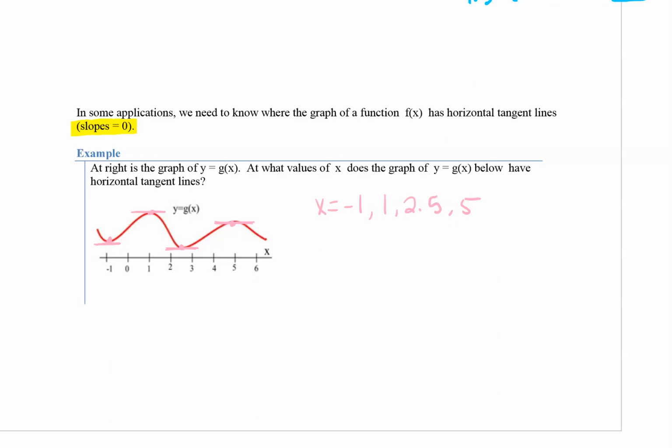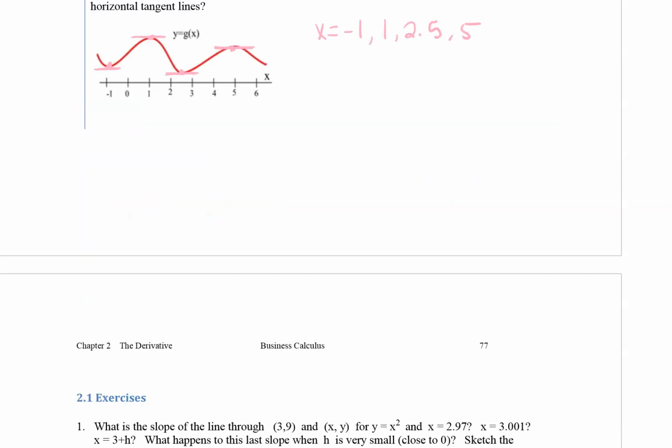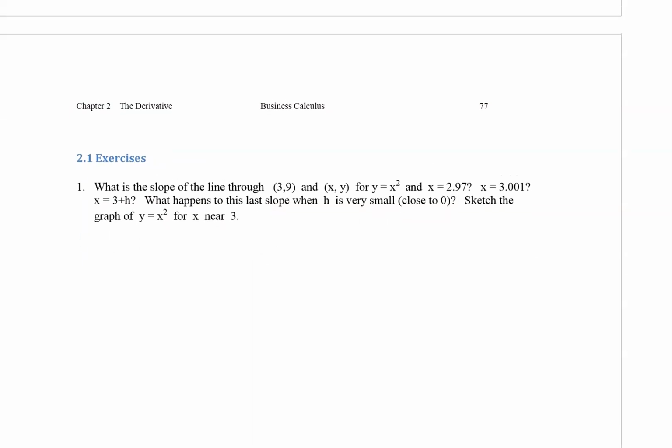To wrap up this lecture, I just want to do a little bit of some of the examples and maybe some of the problems you'll see. You will be kind of using a calculator on some of this, and then other parts of it we're going to do by hand. So here's the first one I will look at with you. It says, what is the slope of the line through (3, 9) and (x, y) for y equal to x squared? And that's going to be our first question.